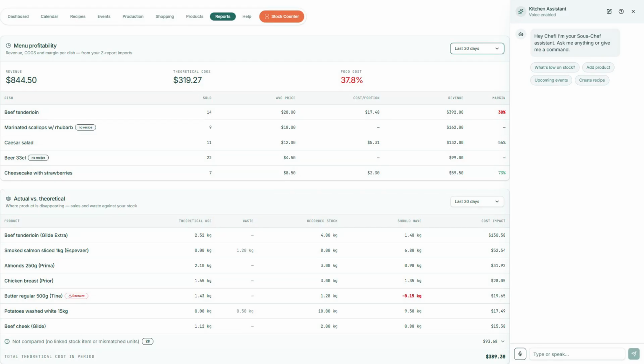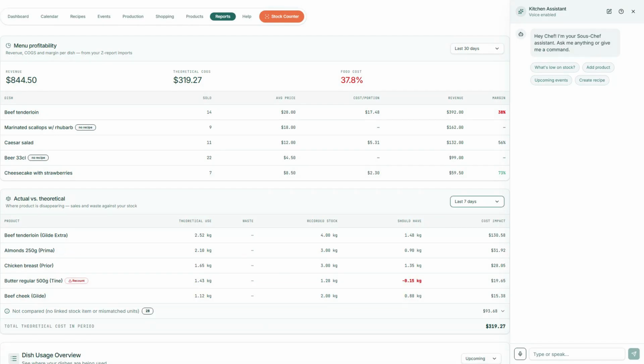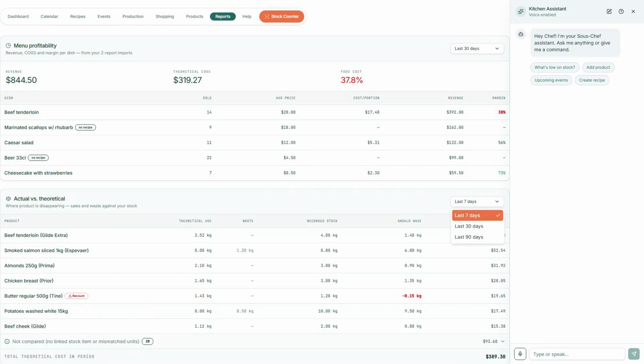At the bottom, there's a section for the products that can't be compared because they have no linked inventory item, or because the units don't match. Once linked, they move into the full report. And at the very end, the total theoretical cost for the period, all the product used and wasted, in a single number. With the closing photo taken and the waste logged, the app shows which dishes make money, what every dollar of sales cost, and where product is being lost.